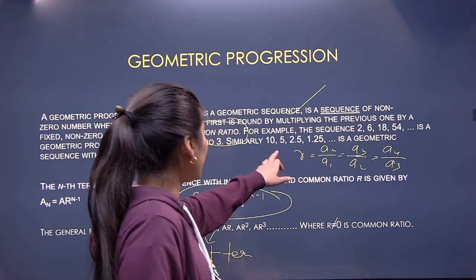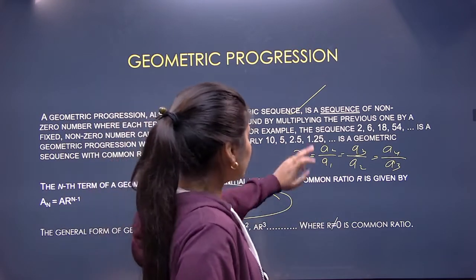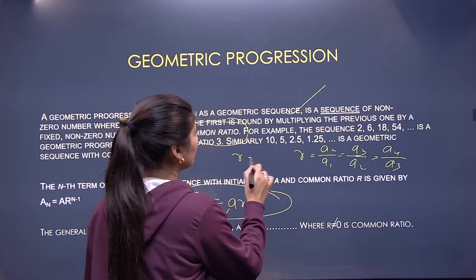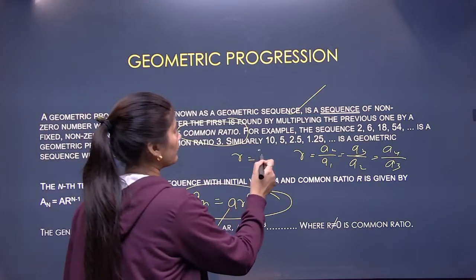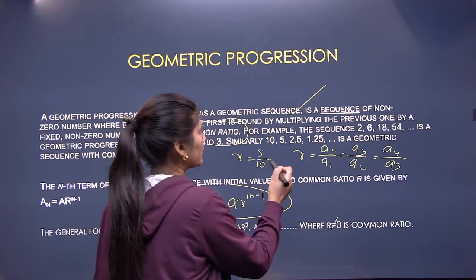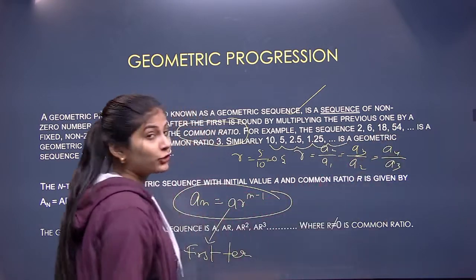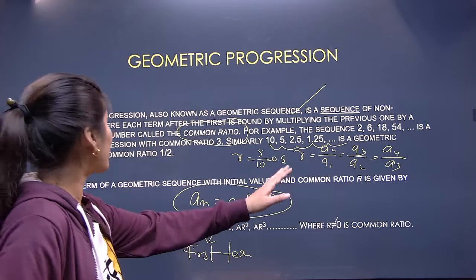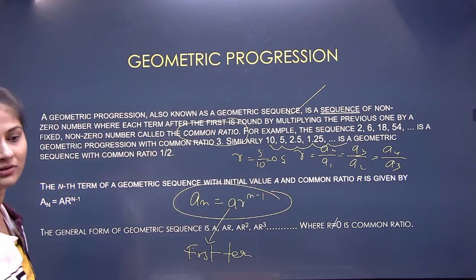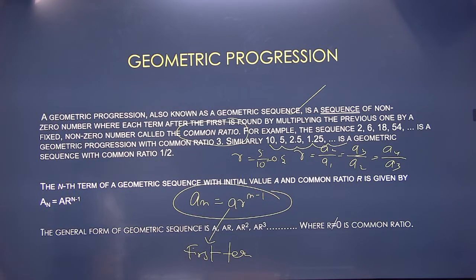Like if it is 10 and then 5, the value of the common ratio will be 5 by 10, which is nothing but 0.5. So every time we are multiplying by 0.5. So it is a geometric sequence with common ratio 1 by 2. The nth term is this.